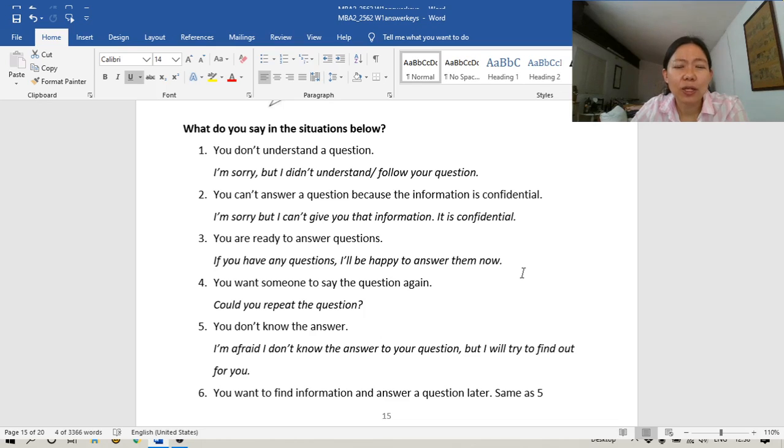It's confidential. Make sure that you give a reason to tell the people who ask this question that it's confidential. It's a secret. You can't share it with anyone. Next, when you're ready to answer a question, you can say, if you have any questions, I'd be happy to answer them now. Or you could say something as simple as, are there any questions?